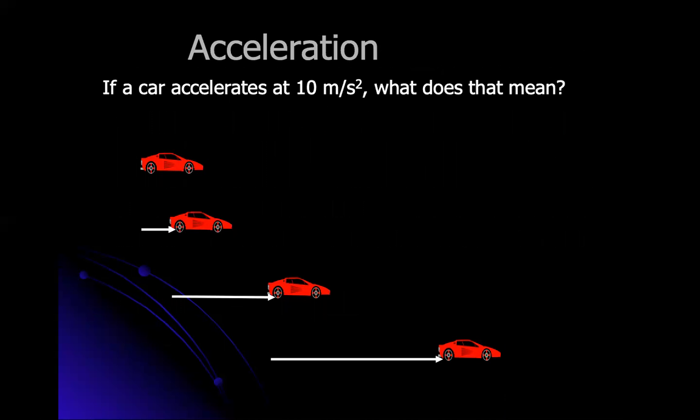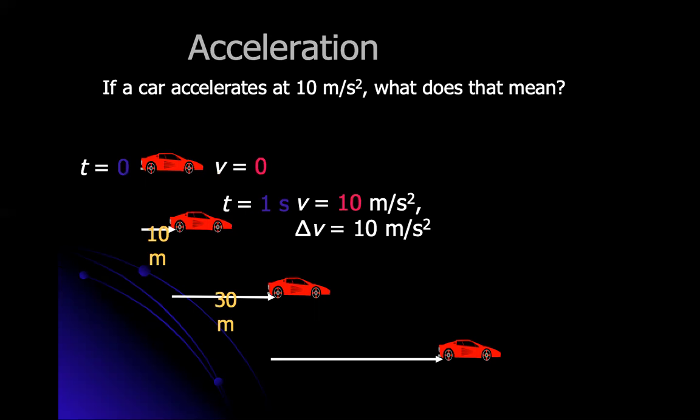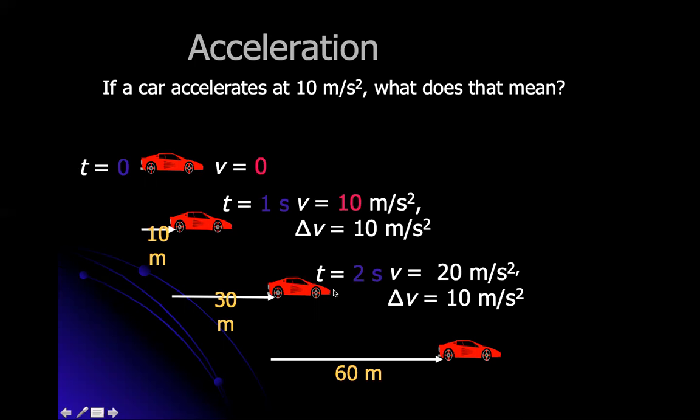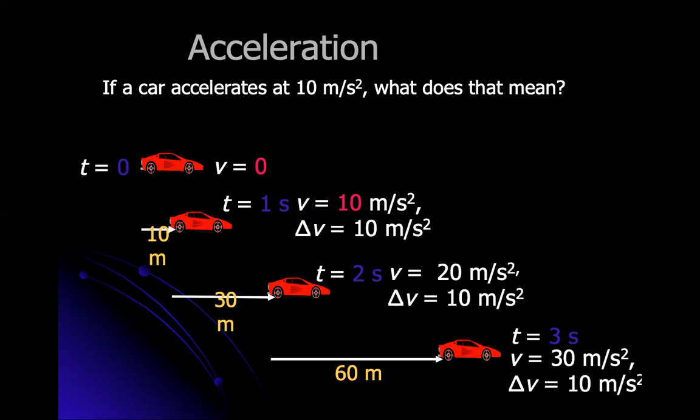All right, so what does 10 meters per second squared mean? Well, at the start, it's at 0. After 1 second, it's traveling at 10 meters per second. After 2 seconds, that car will have traveled 30 meters. So the change in velocity is 10 meters per second squared, but its total velocity is 10 meters per second. After 3 seconds, it will have traveled 60 meters. Its velocity is 30 meters per second, and its change in velocity is still 10 meters per second.